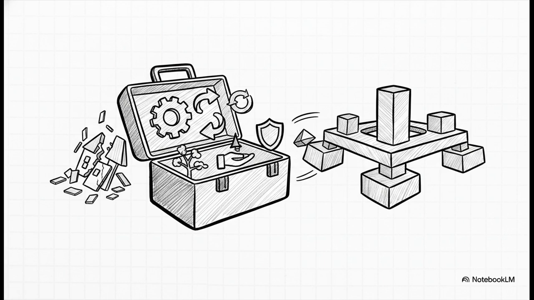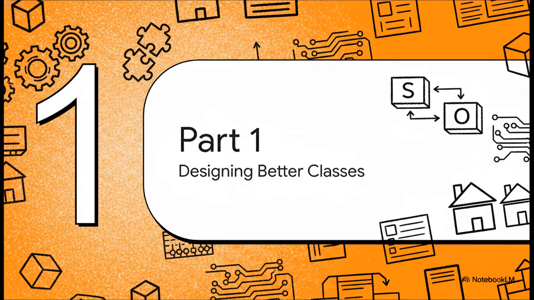Way back in 2000, a software engineer named Robert C. Martin, you might know him as Uncle Bob, put together 5 key design principles, and together they form the acronym SOLID. Think of it as a toolkit for taking apart that house of cards and building something strong and stable in its place. So where do we start?